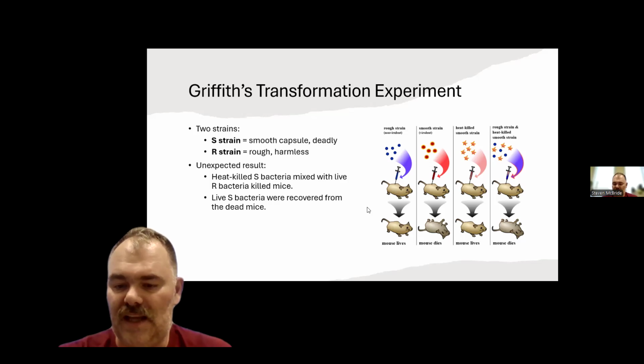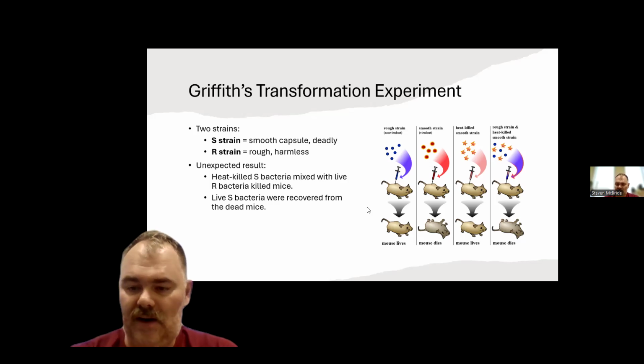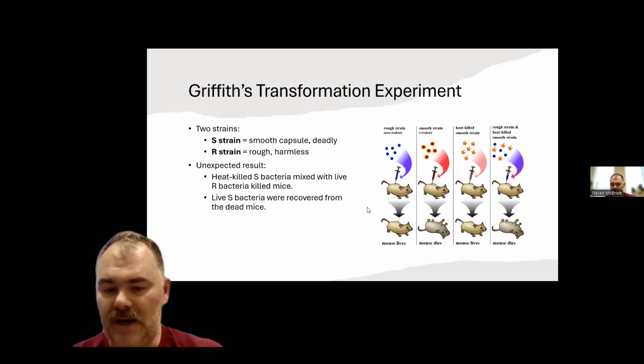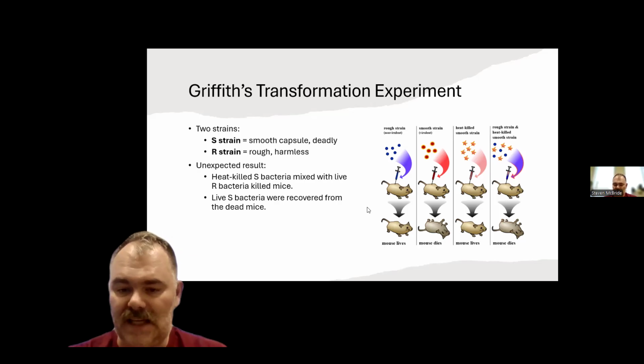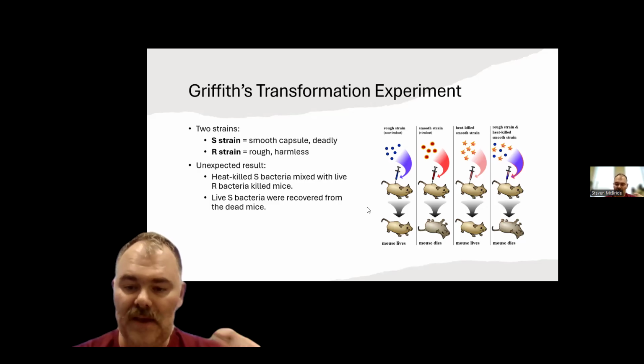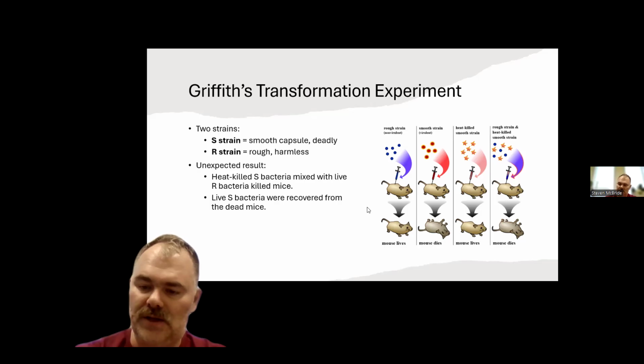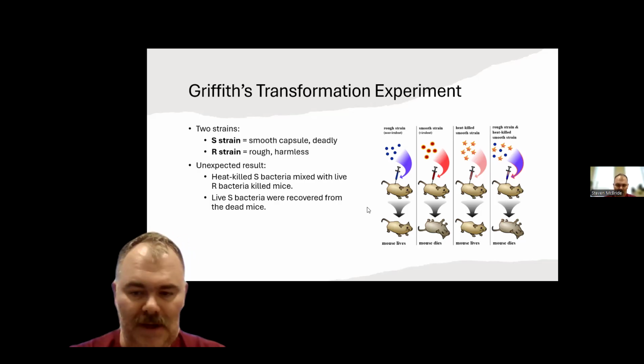When Griffith injected live smooth bacteria, or S bacteria, the mice died. When he injected live R bacteria, the mice survived. But here's the part that was pretty cool and surprising. When he mixed heat-killed S bacteria with live R bacteria, the mice still died. So even more importantly, live S bacteria could be recovered from the dead mice. So if we remember back to Koch's postulates, we've kind of got something going on here.